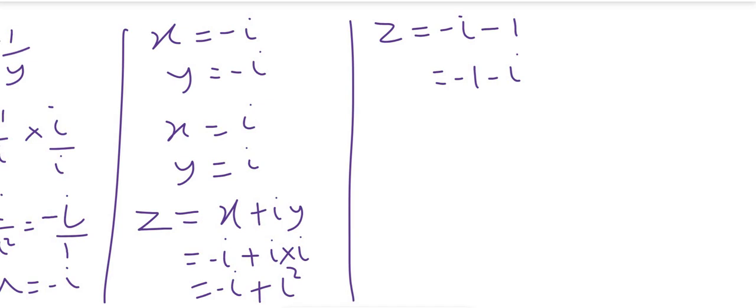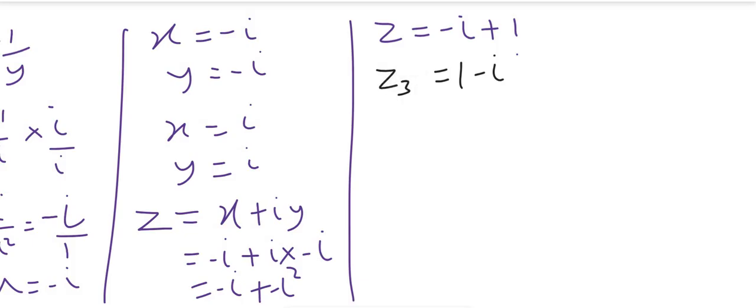Oh, sorry, I made a mistake here. I'm supposed to substitute minus I. Minus I, so I have minus I squared. This gives plus I. Yeah, sorry. This gives 1 minus I. This is another answer. I can call this Z3.